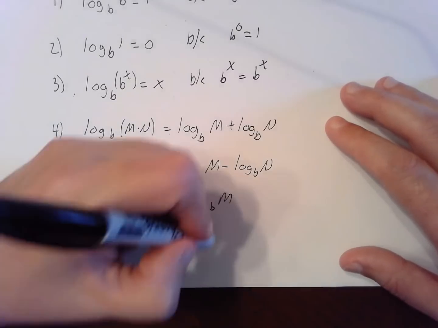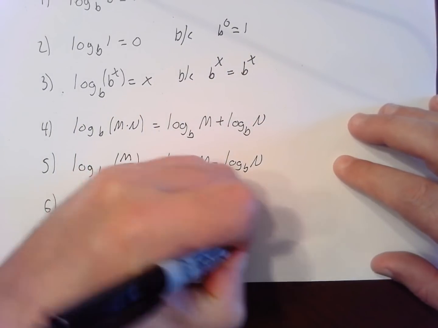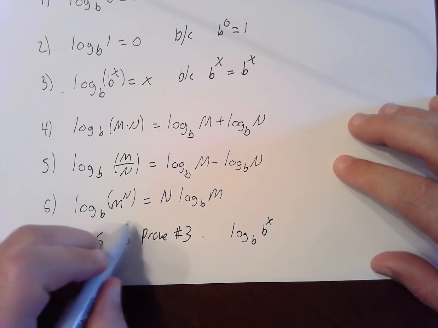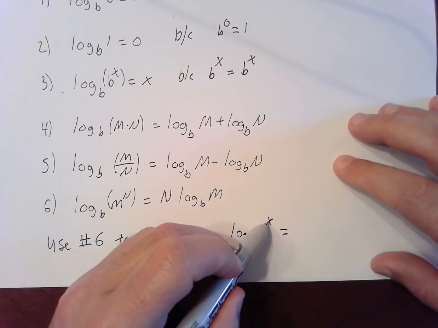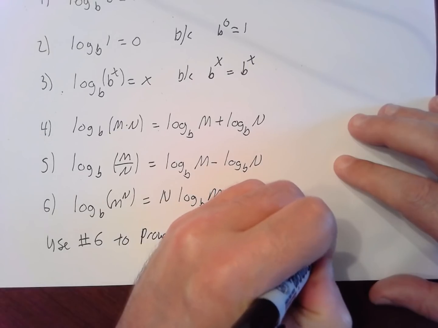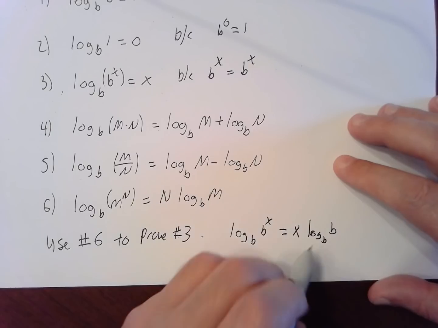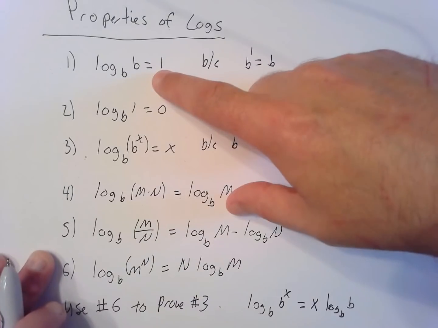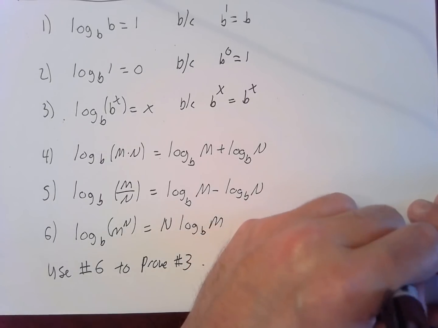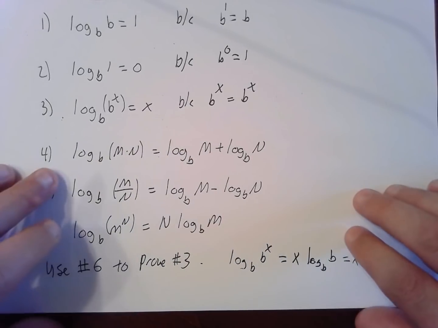Again, for the third time. Okay, so rule number 3 says log base b of b to the x. By rule 6, I can take that exponent and bring it down on ground level with everybody else. So I get x times log base b of b, but log base b of b by rule number 1 is just 1. I get x times 1, which is just x. So a third proof showing how all the rules go together.